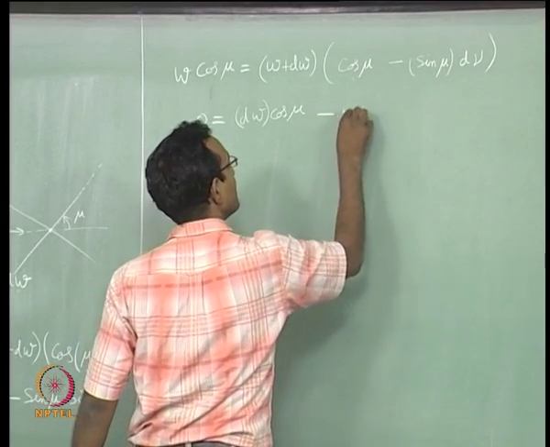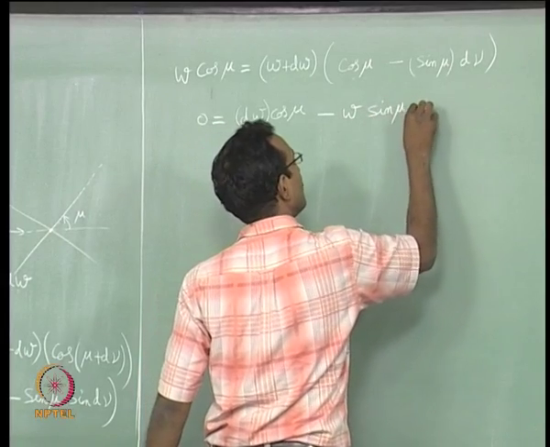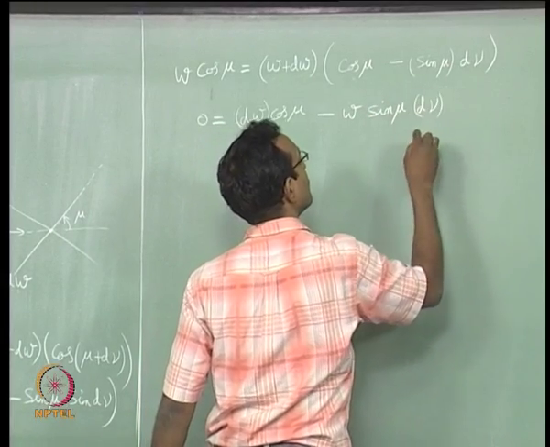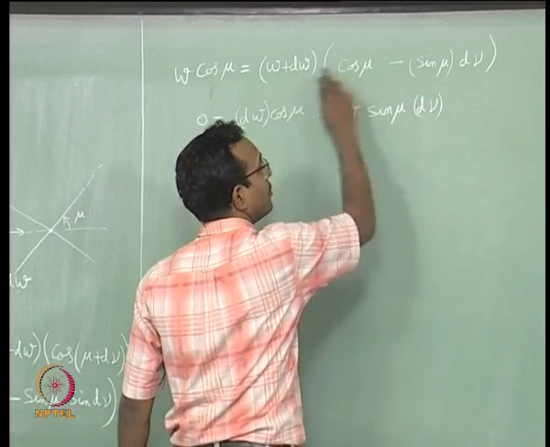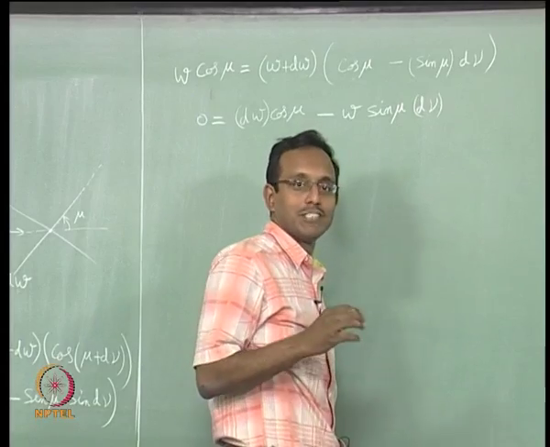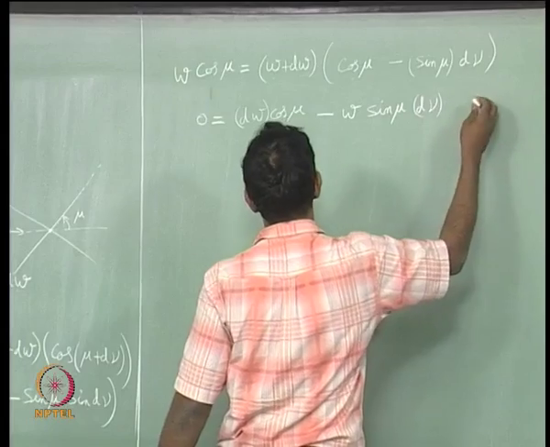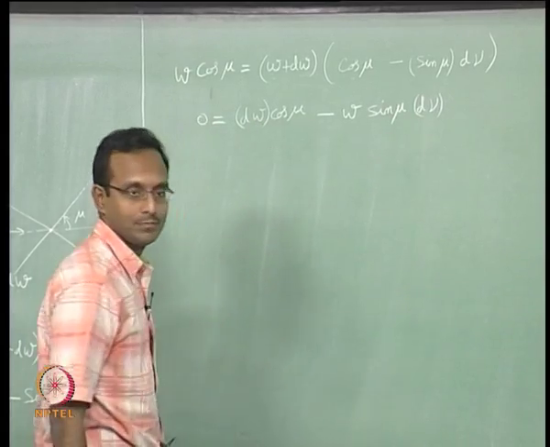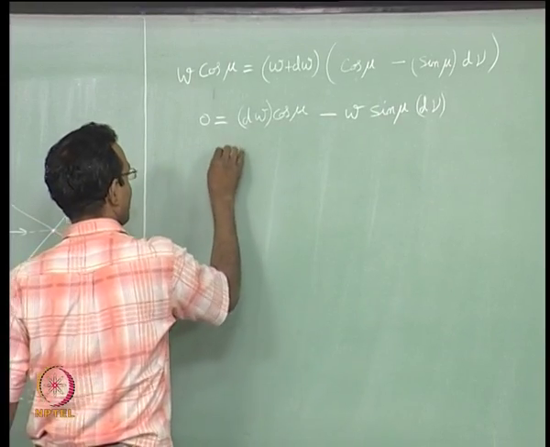So, I will have minus w sin mu d nu, that is one term, and then the other term is dw times d nu, which I am going to say is too small. Multiplication of two very small quantities, I will say that is very small. So, I have only this expression. Now, I will take one term to the other side and rearrange this.